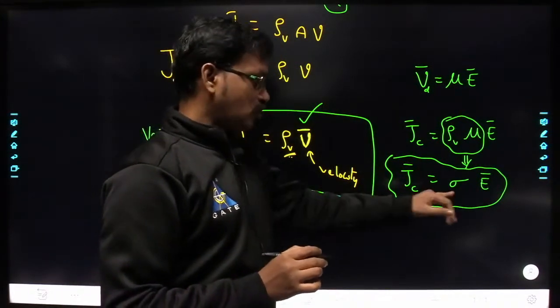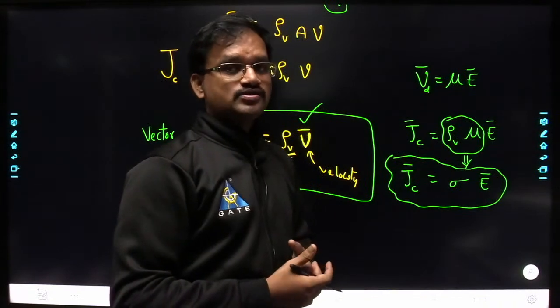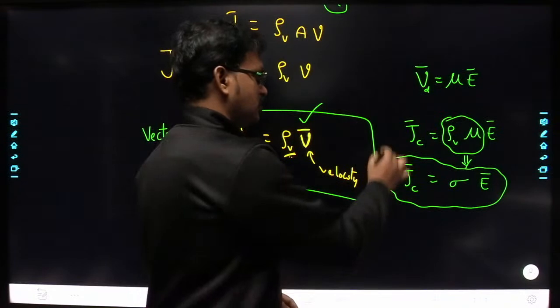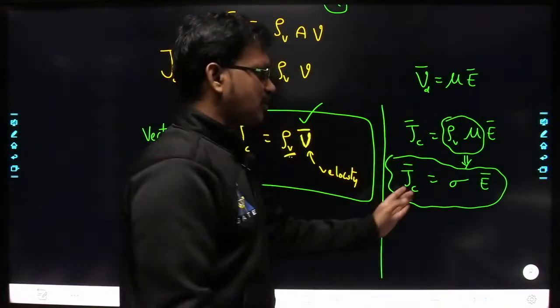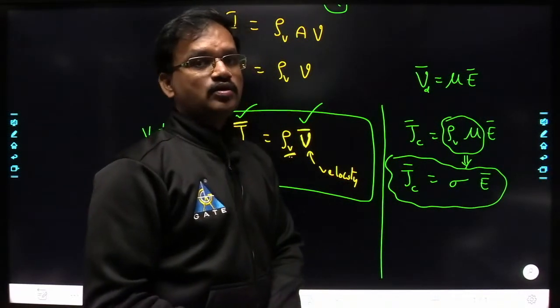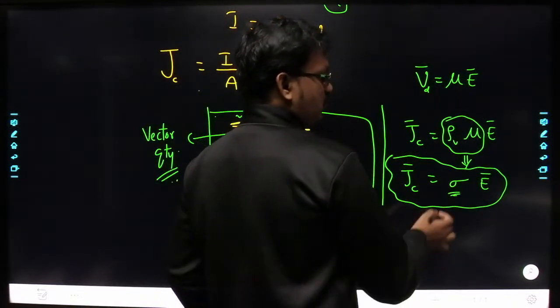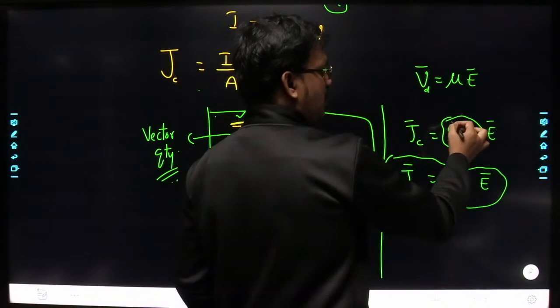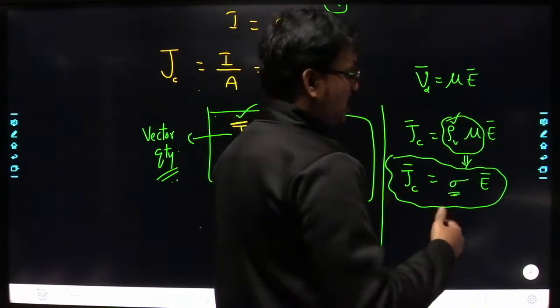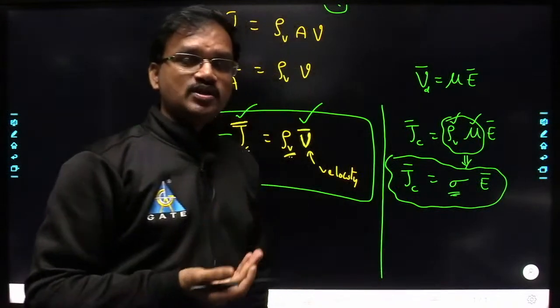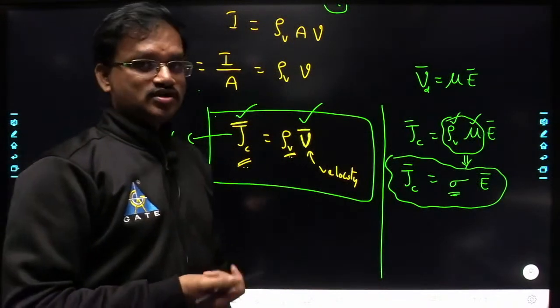Already I have told that sigma is not equal to infinity. Understood? Under that condition, JC bar is equal to sigma into E bar. So this is the conductivity. This conductivity depends upon the volume charge density, and it also depends upon the mobility of the charge carriers.